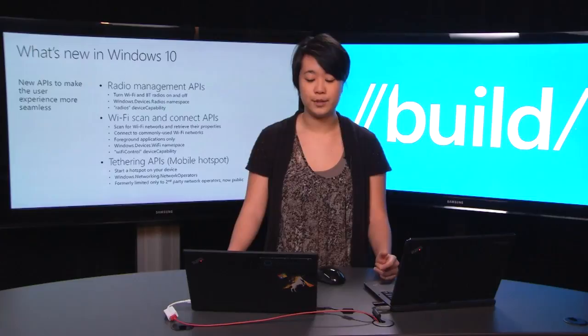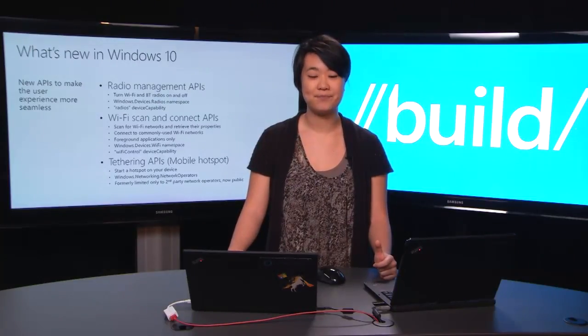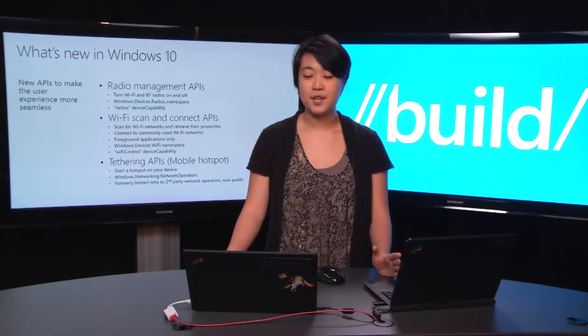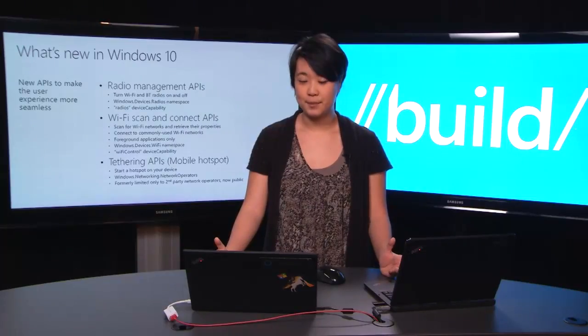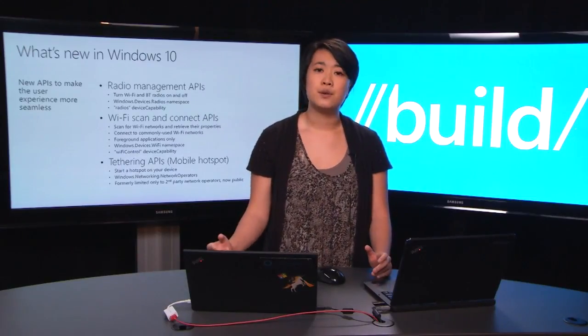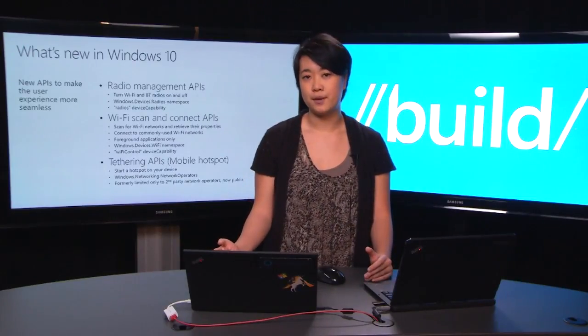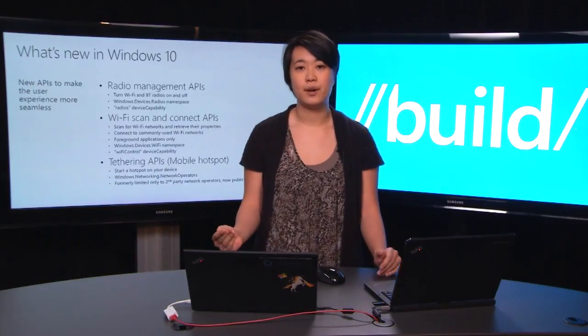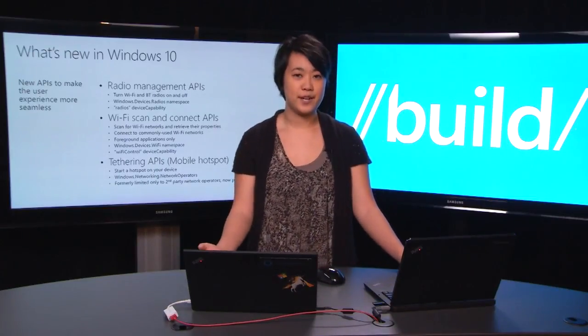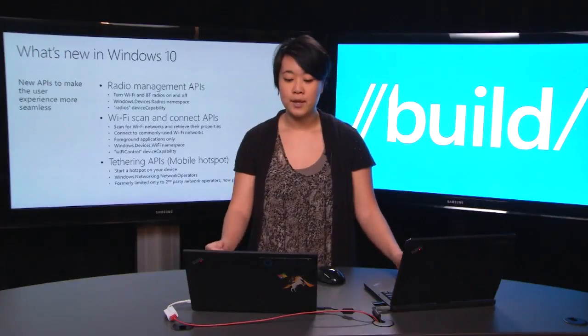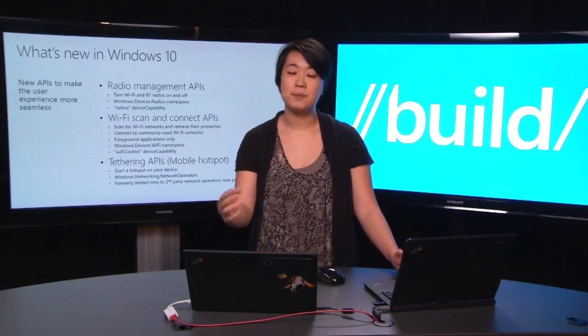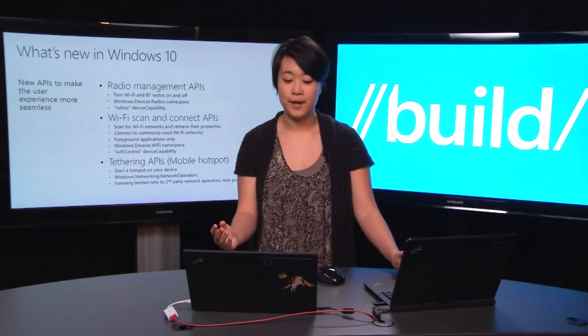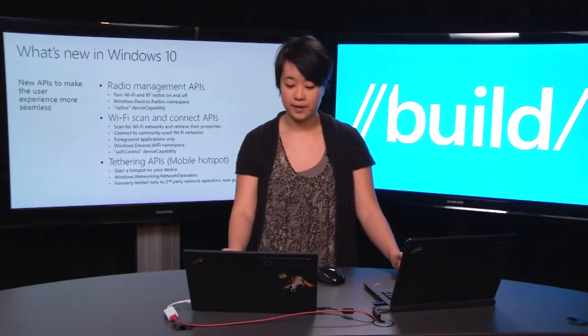Finally, we have the tethering APIs, also known as Mobile Hotspot. These aren't entirely new. They actually existed in Windows 8.1, but they were only available to second-party network operators. In Windows 10, we are making them publicly available so that any person or any app developer can start a mobile hotspot on the user's device.